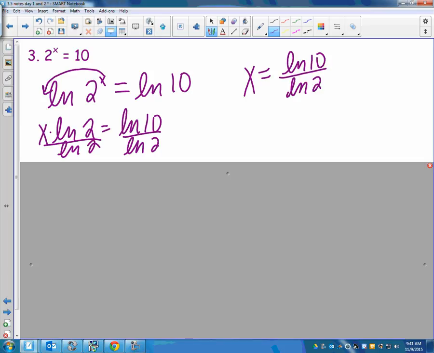And when I give you a quiz or a test that has questions like this, my directions are always going to say, give me the exact answer and give me the decimal answer. This is the exact answer, because when you type it in your calculator, it's going to give you a decimal. So this is the exact answer, and then I want you to type it in your calculator to show me that you can get the approximate answer. And if you did log base 10, you'd get the same thing.